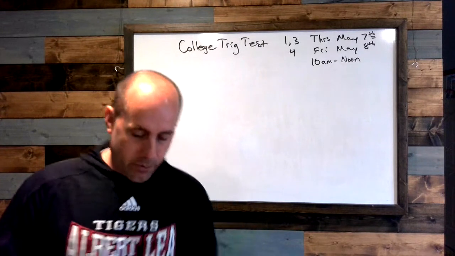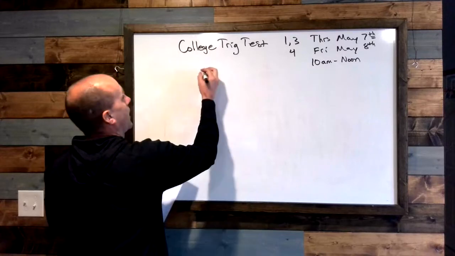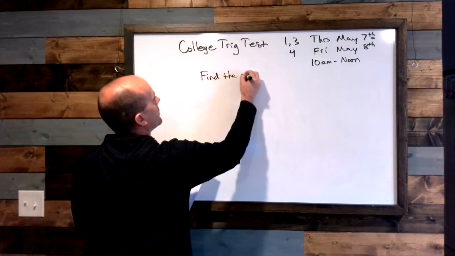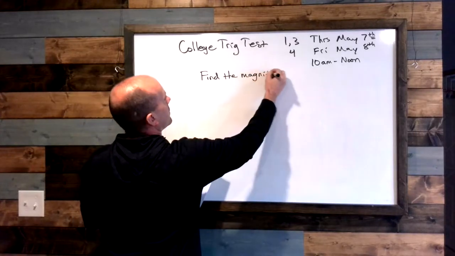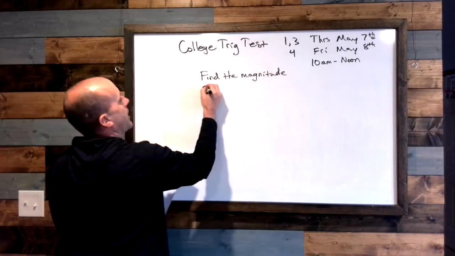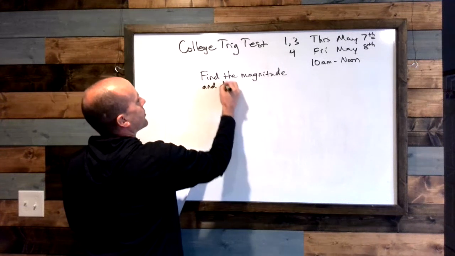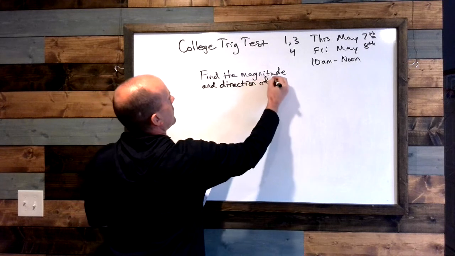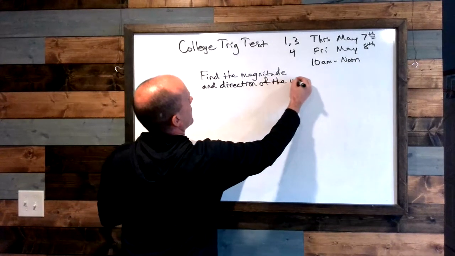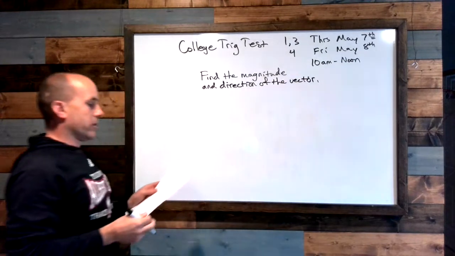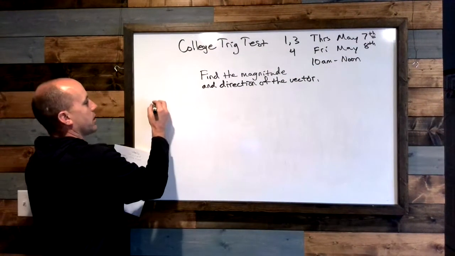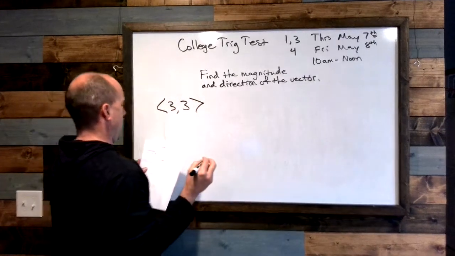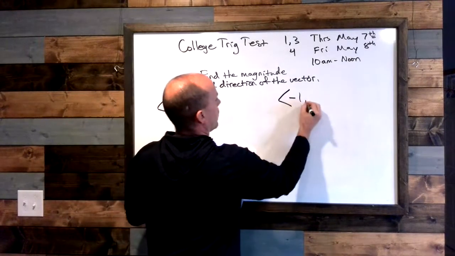We're going to go over basic review right here, okay? Find the magnitude and angle, or direction, of the vector. Okay, so we're going to do a couple of those. We'll start with 3, 3, and we'll do -1, root of 3.